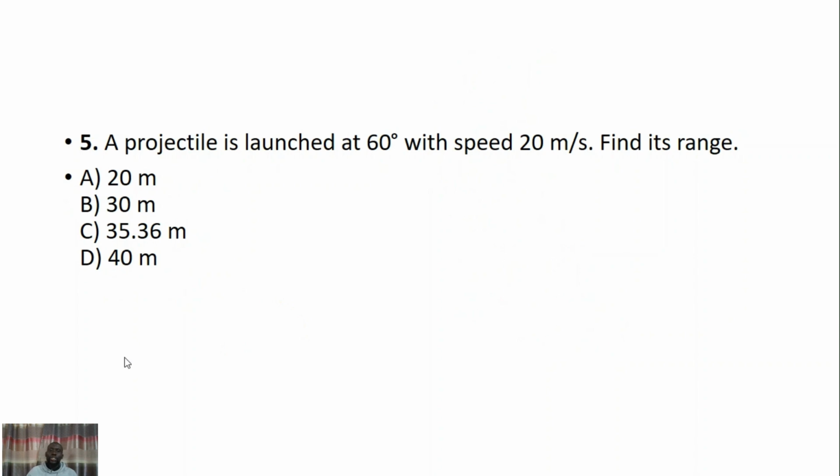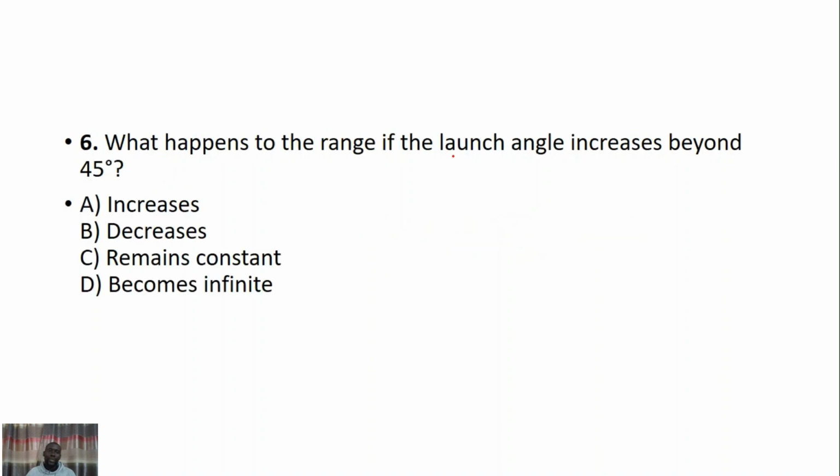They say a projectile is launched at 60 degree with speed of this. Find its range. You can use the formula that we derived earlier. Okay, 2v squared sine alpha cos alpha divided by g. You get the answer. What happens to the range if the launch angle increases beyond 45 degree? What happened to the range? Still from that equation, range equals to 2v squared sine alpha cos alpha divided by g.